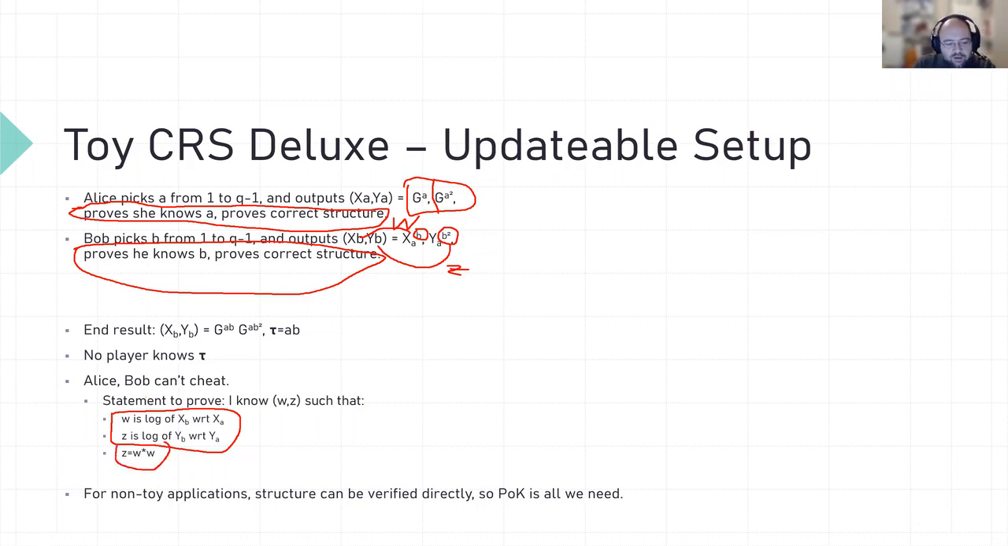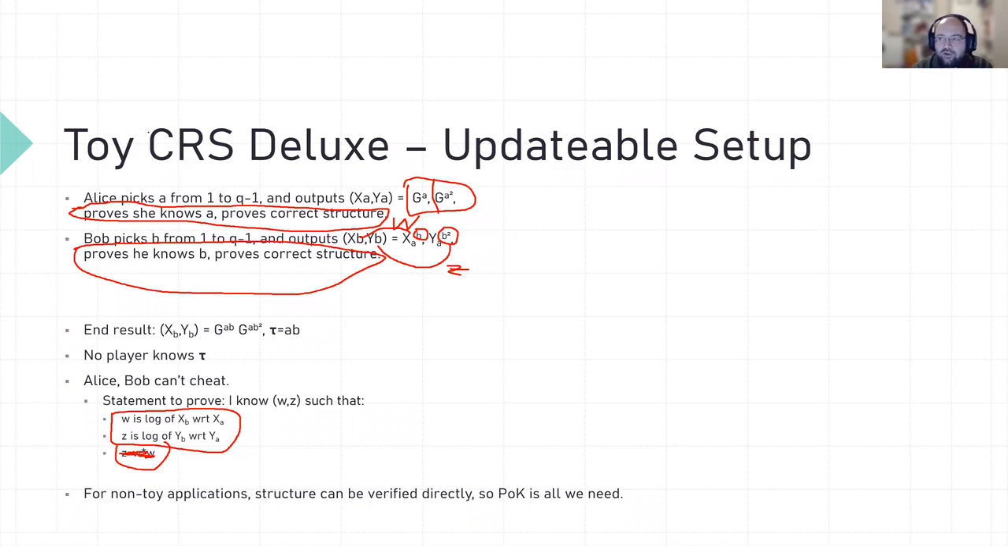Now, proving that the structure is correct could also be done with a modification to such a protocol, but in concrete cases, it can be checked directly. So we are able to skip this part and check it at the end. So this is the way that we can build what's called an updatable setup, like the one in Plonk.